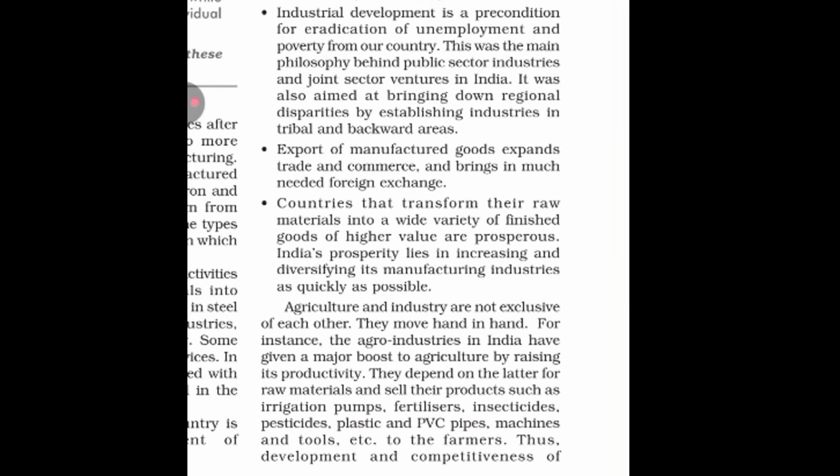So, both are like siblings, manufacturing and agriculture. So, both go hand in hand. Where agro-based industries get their raw material from agriculture, manufacturing industries provide fertilizers, pesticides, PVC pipes, plastic, everything you name, they are provided by the manufacturing industries.